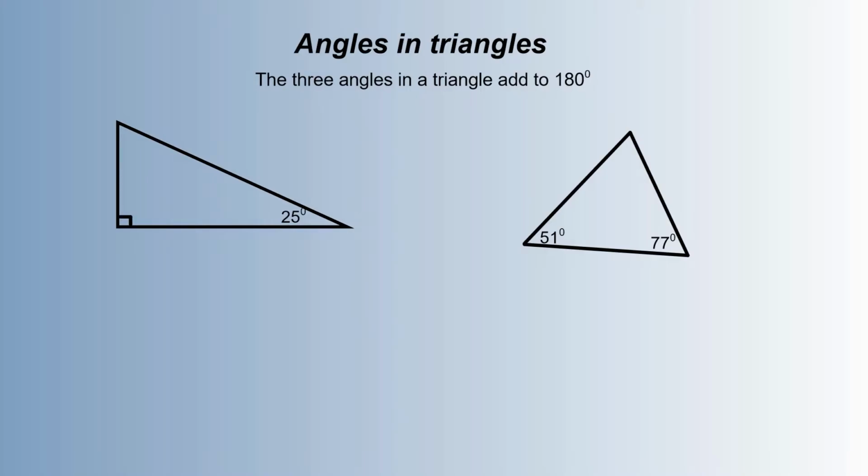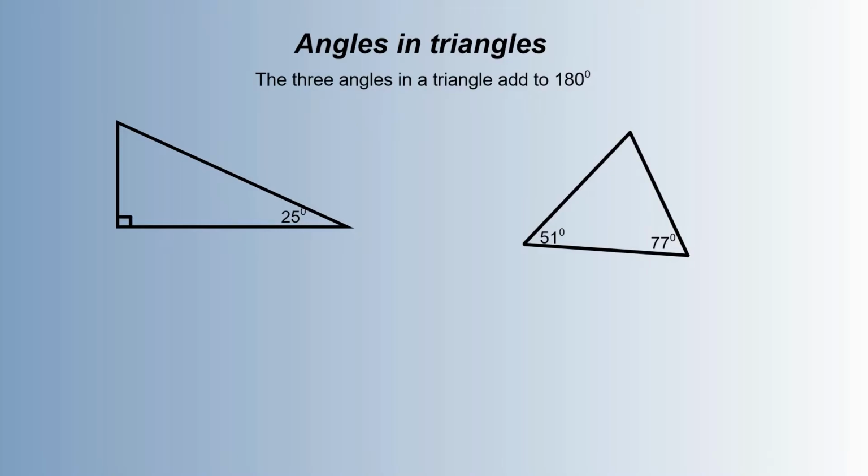Today we're going to be looking at angles and triangles, which is the second angle properties video we are going to be covering. So here we've got the three angles in a triangle add up to 180 degrees. So your three corners of a triangle always add up to 180, and that's just a fact that you can use to work out other angles that are missing within the triangle.